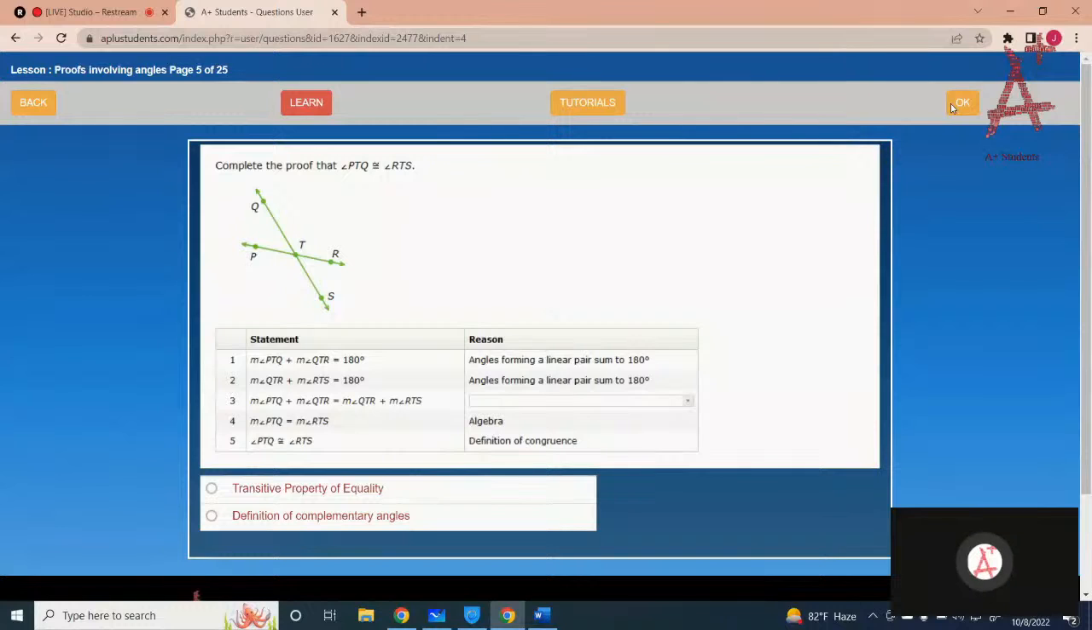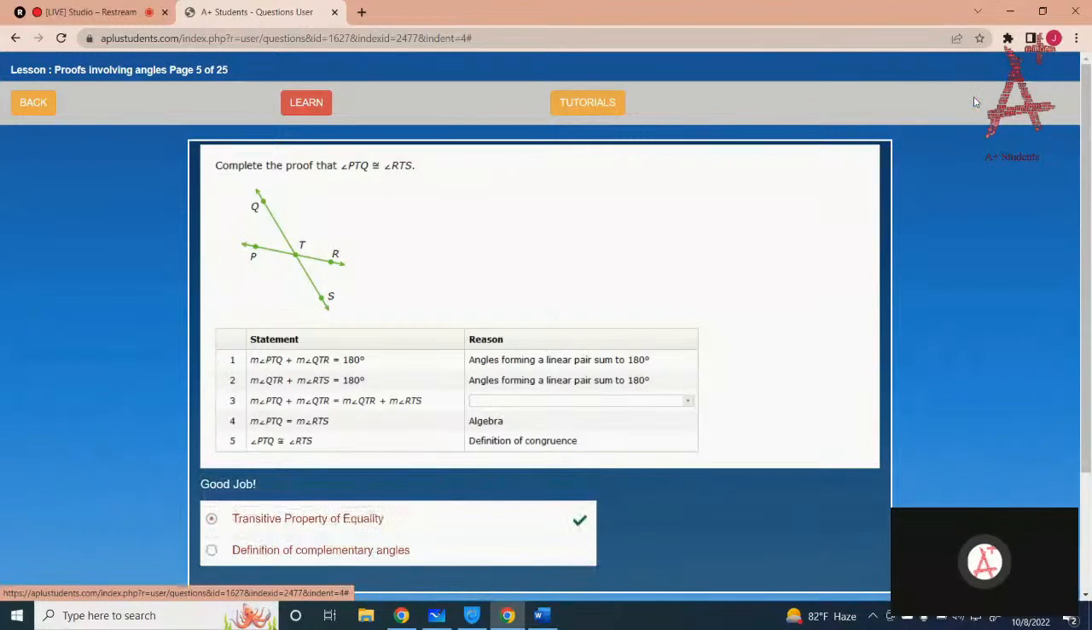So when they both equal 180 degrees, that means they are both equal to each other. And the measurement of angle PTQ plus the measurement of angle QTR equals the measurement of angle QTR plus the measurement of angle RTS. That is the transitive property of equality. Got it? I explained on the board. It is the transitive property of equality. Got it?